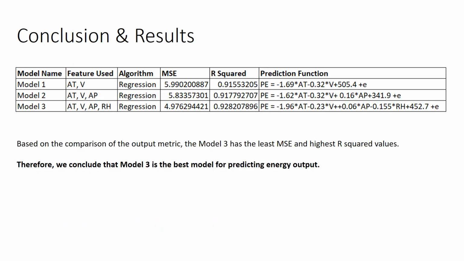Once we have the three models and their prediction functions ready, we now run these prediction functions or models on our test data set and calculate the mean squared errors and R squared values and compare the results. Based on the comparison of the output metric, we see that the model 3 has the least mean squared error and has the highest R squared value. Therefore, we conclude that the model 3 is the best model for predicting the energy output.